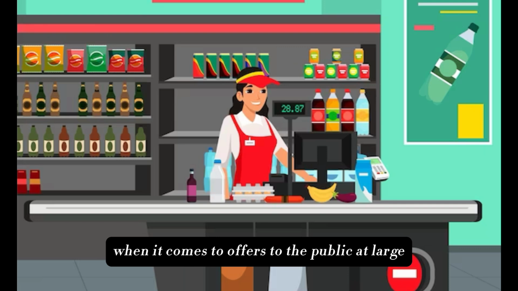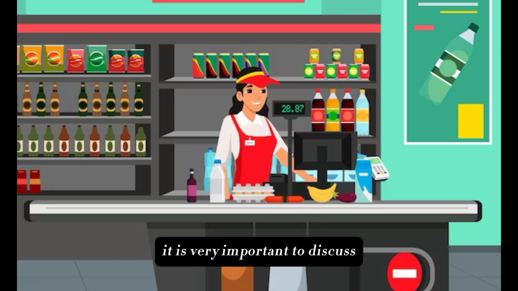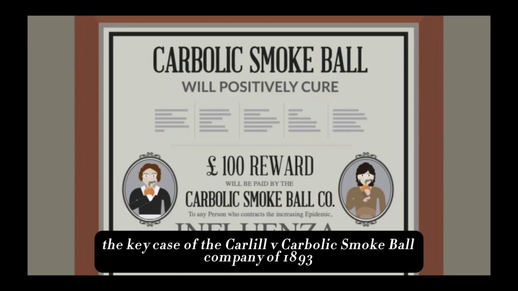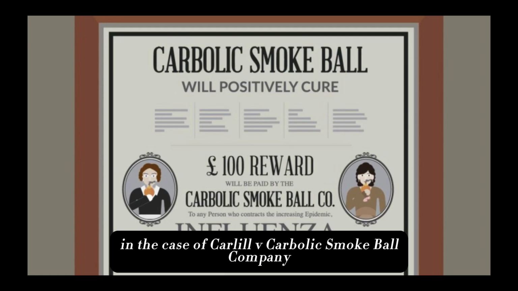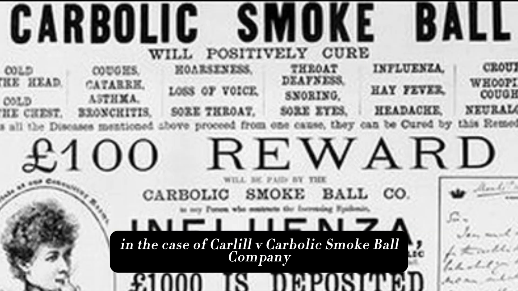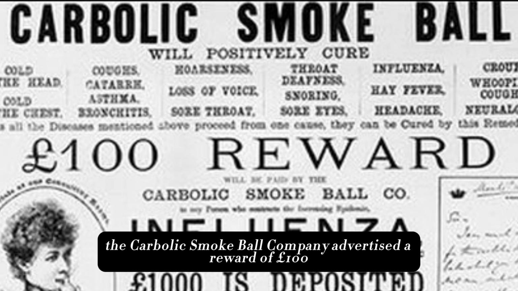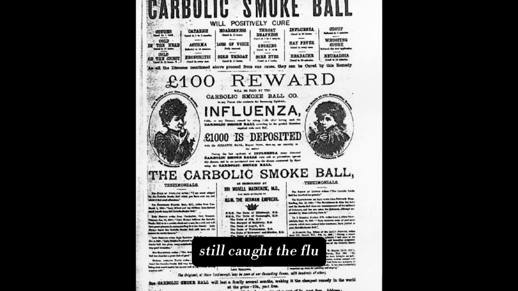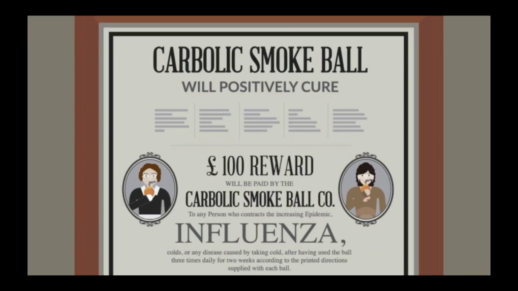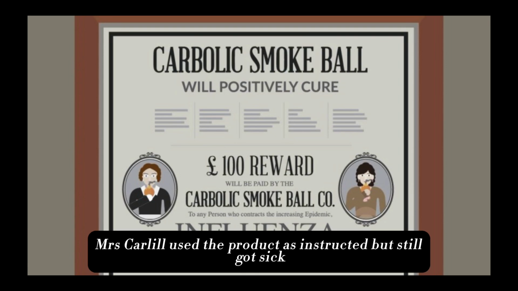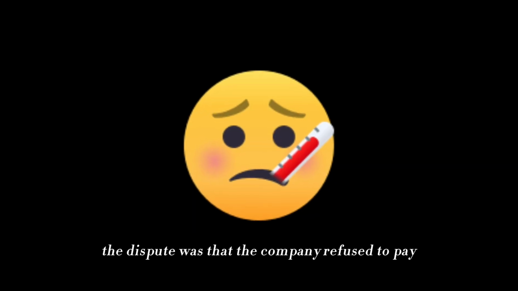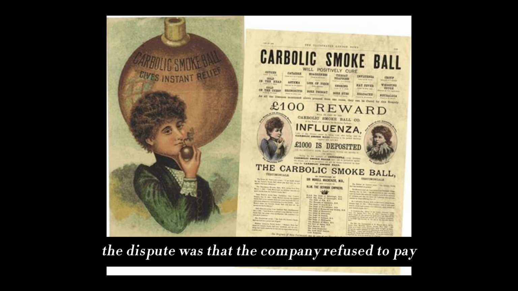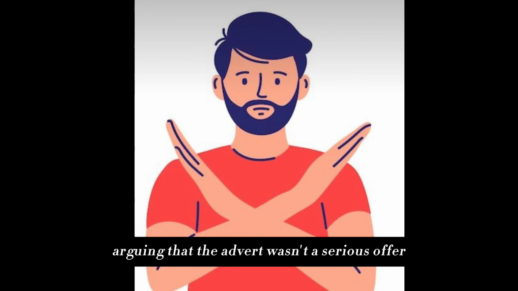When it comes to offers to the public at large, it is very important to discuss the key case of Carlill v Carbolic Smoke Ball Company of 1893. So in the case of Carlill and the Carbolic Smoke Ball Company, the offer was that the Carbolic Smoke Ball Company advertised a reward of £100 if anyone using their product as directed still caught the flu. The acceptance was that Mrs. Carlill used the product as instructed but still got sick. The dispute was that the company refused to pay, arguing that the advert wasn't a serious offer.